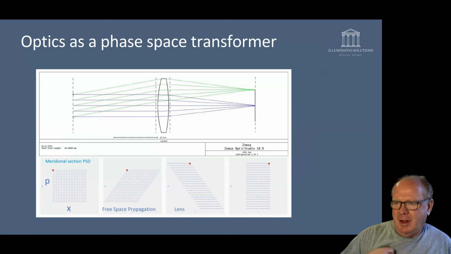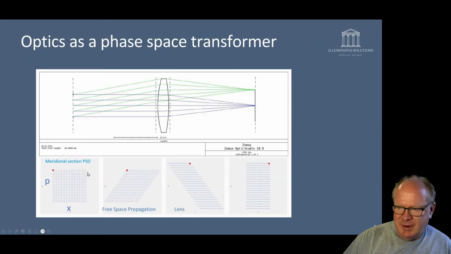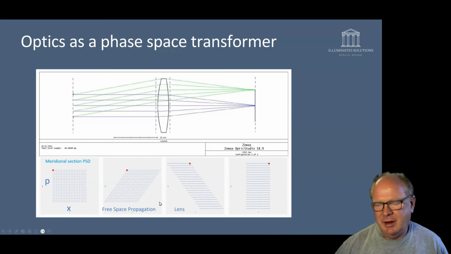Okay, let's go on. Optical elements or systems may be described as transformations in the phase space. So here I have a very simple condenser system, or 2F system, where I have a distribution on my object plane or source plane, which is described by this distribution in the phase space diagram. I have put a red dot on the corner in order for you to be able to identify this. Then I have a little bit of free space propagation, and my phase space diagram is sheared a little bit.